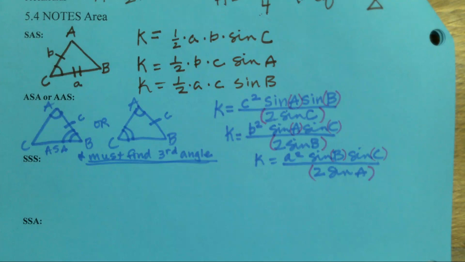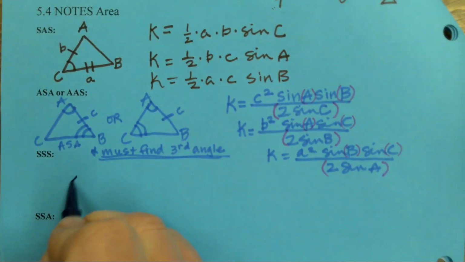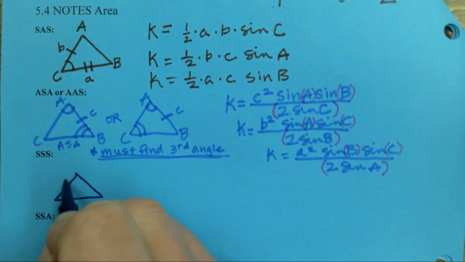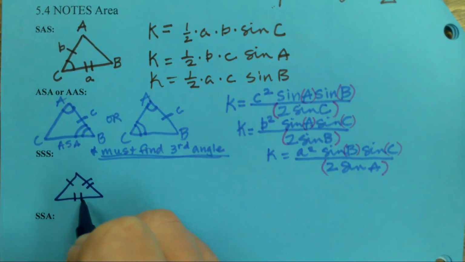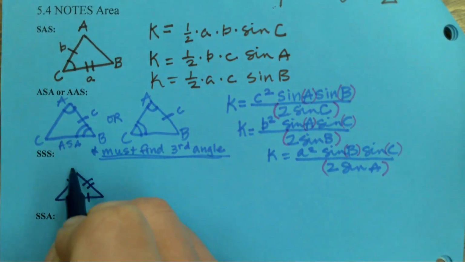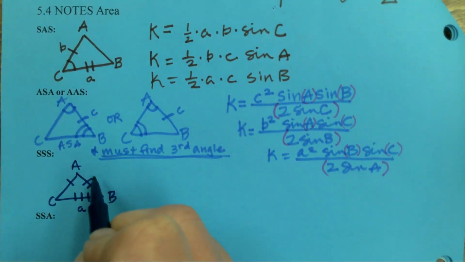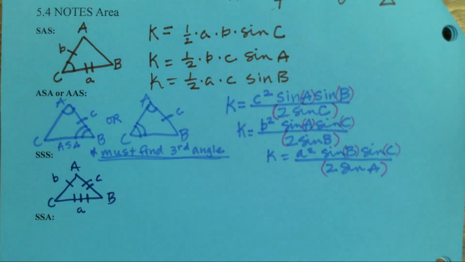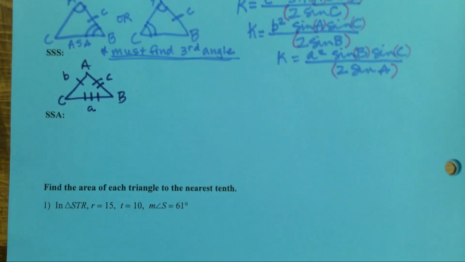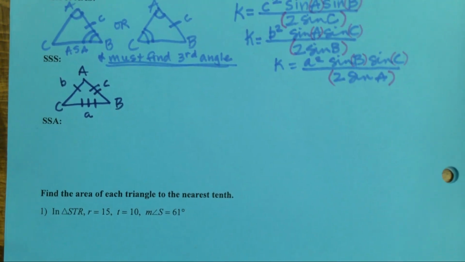All right, our next one is a side, side, side. That means I'm given 3 sides. And again, A, B, and C. I know side A, I know side B, I know side C. And this formula uses something called the semi-perimeter. And that's exactly what it sounds like. The semi-perimeter is half of the perimeter.